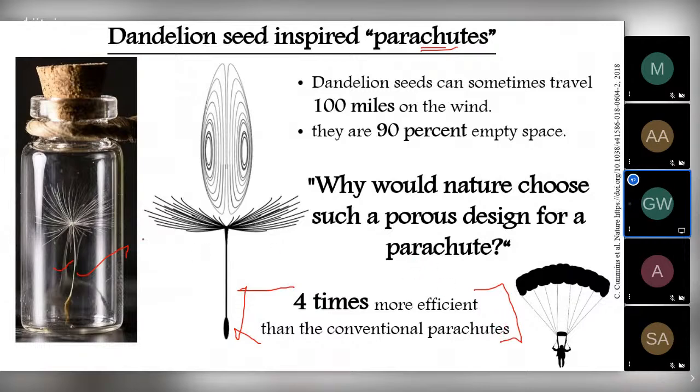So what does it do and what is the inspiration it has got? In some cases, there are reports that dandelion seeds can travel up to 100 miles. Imagine that it doesn't even have a propulsion system, and you can always see the lightweight structure of it. As we can see, there are no rigid portions over here. Most of the flight portion is 90% empty. That is, 90% of the structure is light because it is empty or porous. So why should nature choose such a porous design for a parachute? Because there is an inspiring science behind it.